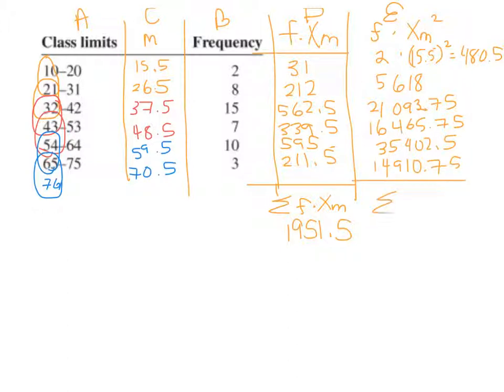So this is going to be the sum of the frequency times the midpoints squared. Adding all of these up. So I'm going to add up 480.5, this one, so on. All of these get added up. And my sum is going to be 93,971.25. Add it all up.